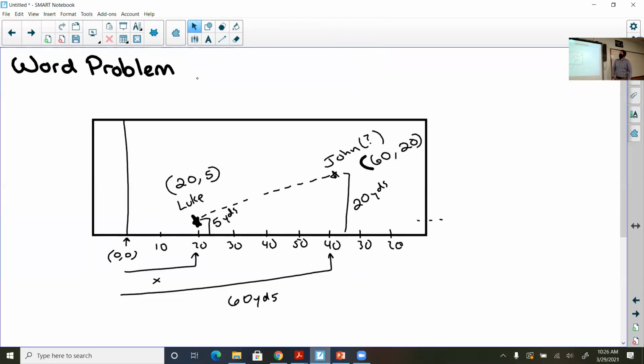So I want to figure out how far does John have to throw this football to get it to Luke, rounded to the nearest 10th of a yard, we'll say.